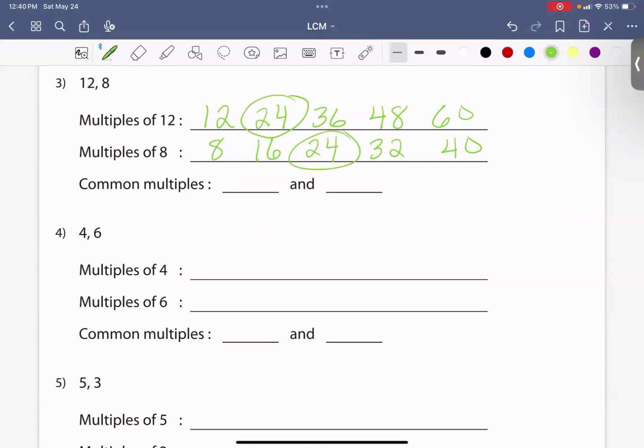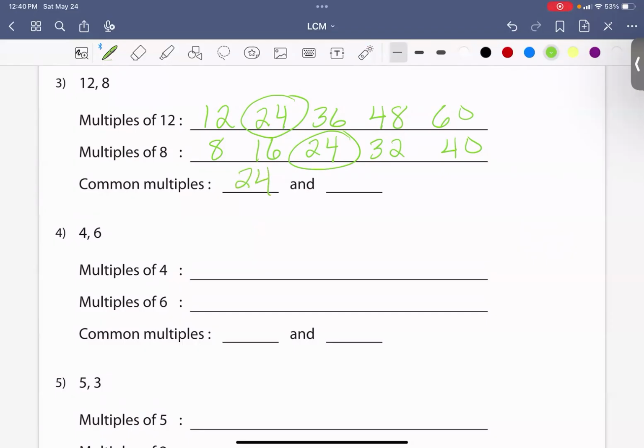So you can actually stop writing multiples when you see that you have one in common. If you don't see that you have one in common, then you can continue. I typically write the first 5 to 7 multiples of numbers before I stop. So the least common multiple is 24.